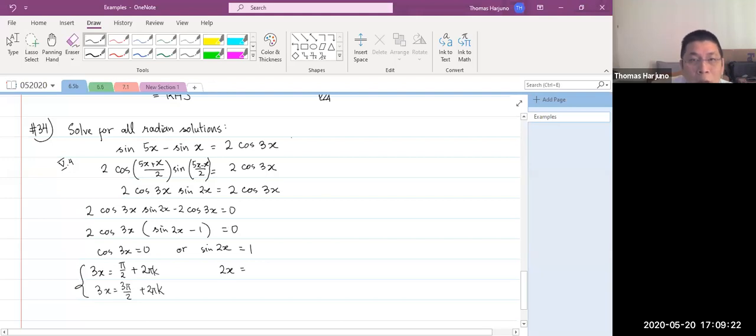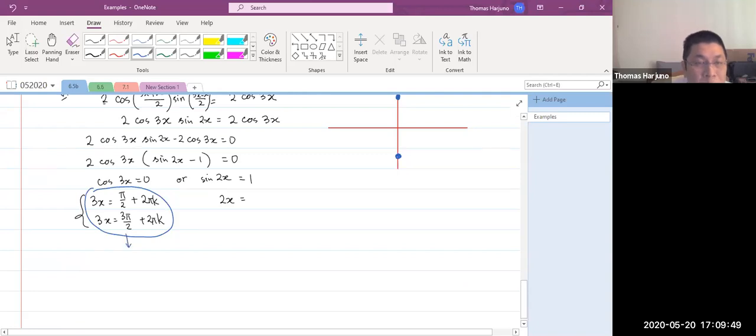Now, I want to condense them, but let me show you this first. Pi over 2's position is here, while 3 pi over 2's position is here. So I can combine both of these, condense them, and it becomes 3x equals pi over 2 plus pi k.